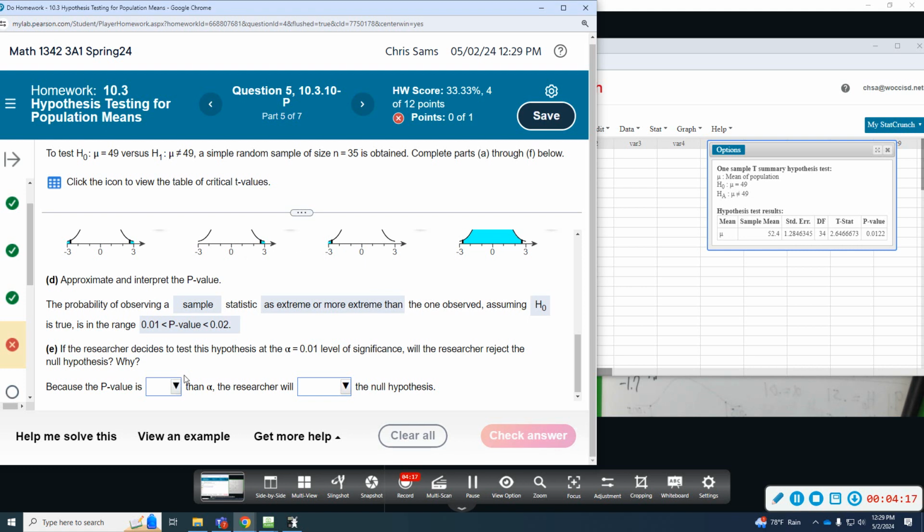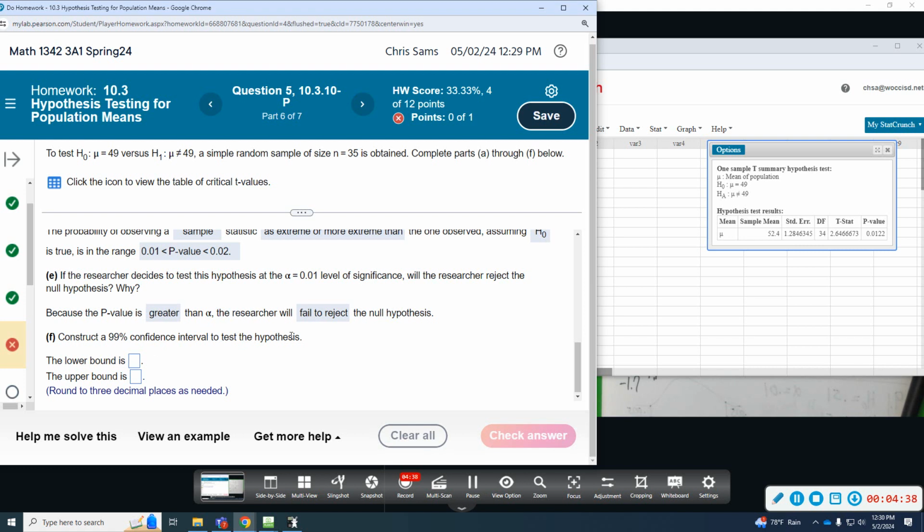If we test this at alpha equals 0.01, the p-value is greater than alpha, so we will not reject. The p-value is greater than alpha. The researcher will fail to reject, will not reject the null.